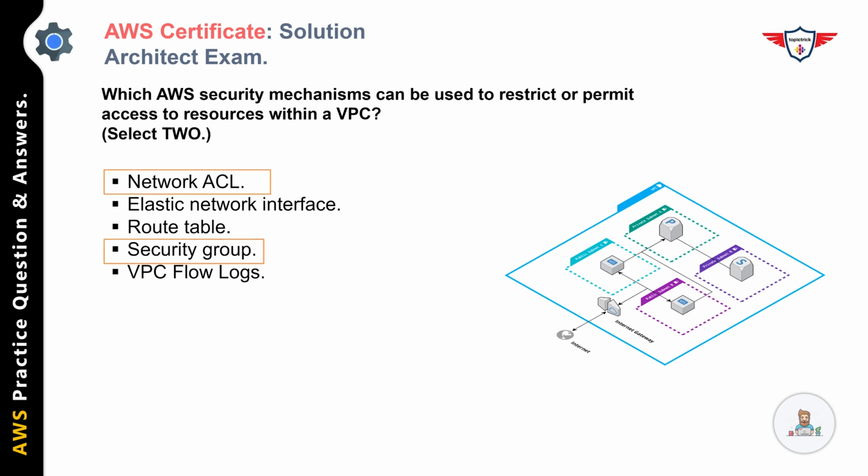A network ACL is an optional layer of security for your VPCs that acts as a firewall for controlling traffic in and out of one or more subnets. A security group acts as a virtual firewall for your instance to control inbound and outbound traffic.